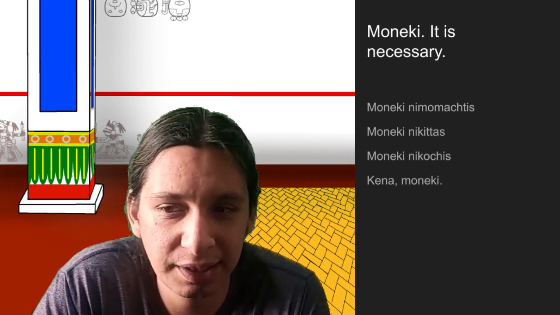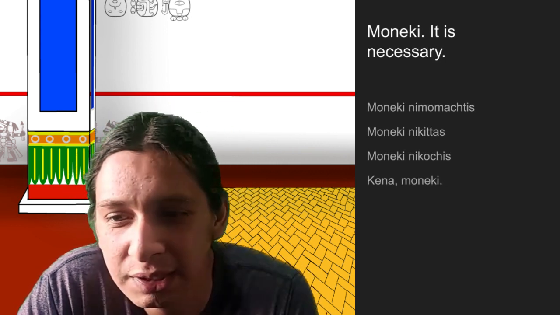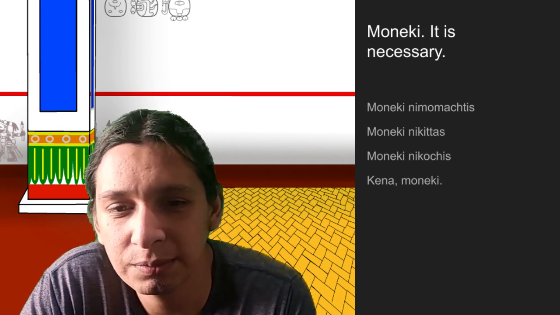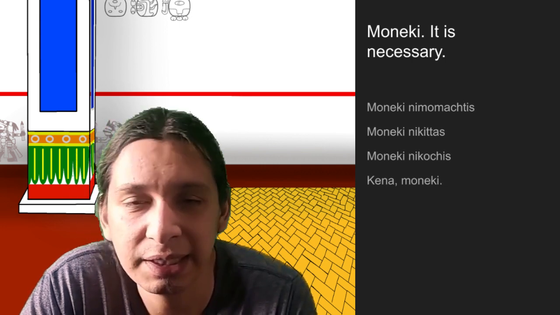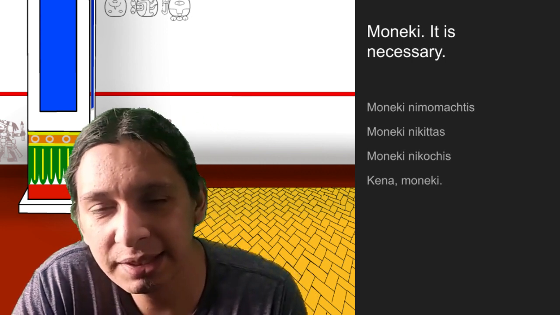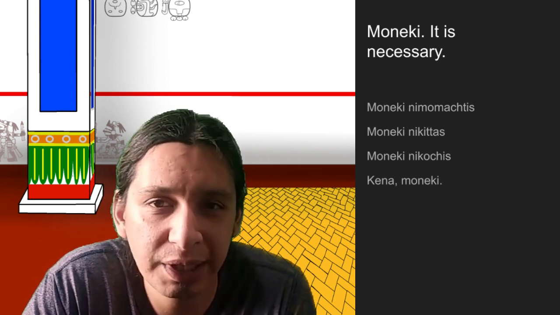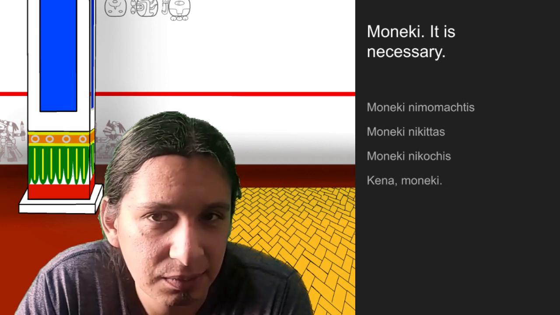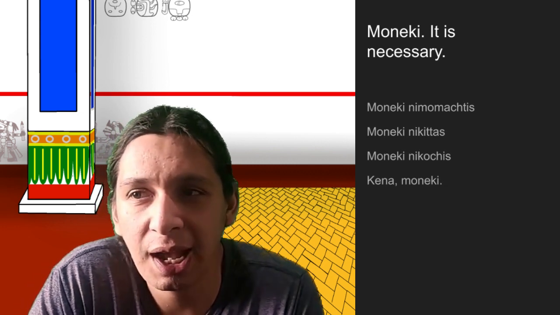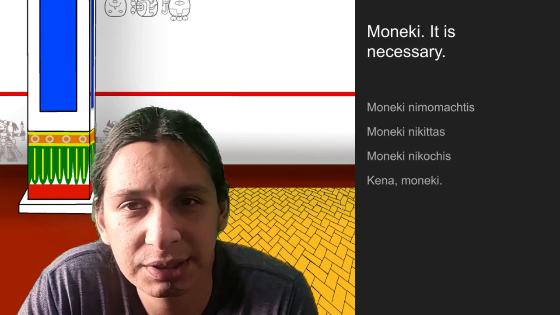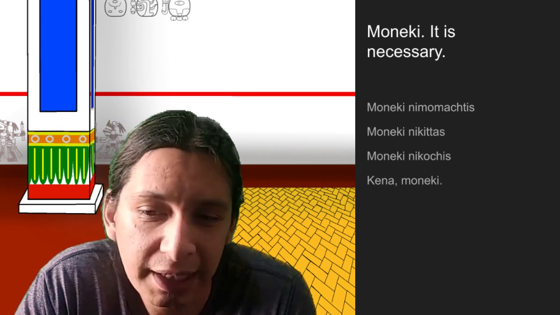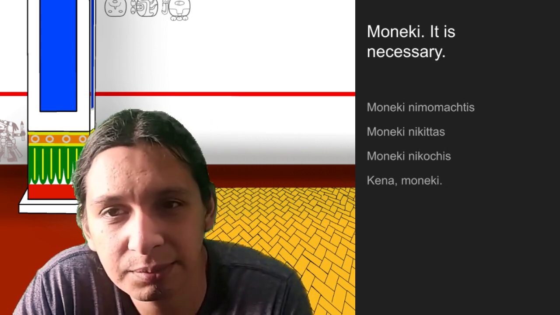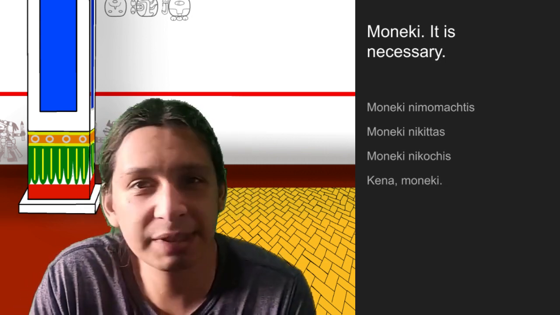So that's saying I need to study, in other words. How about if I want to say I need to see it? Moneki nikitas. It's necessary that I see it. Moneki nikochis. I need to sleep. Kena moneki means yes, it is necessary.